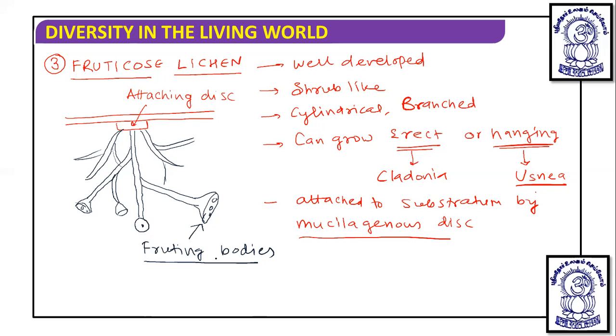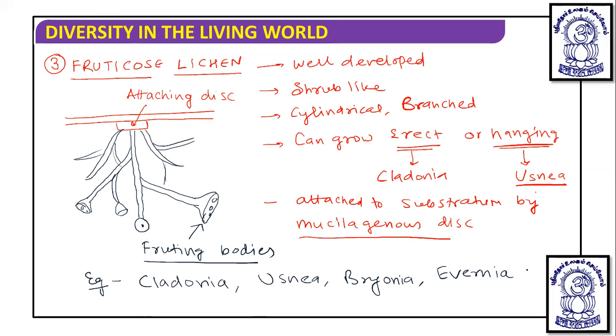So now if we need to identify this fruticose lichen, you can identify it by the disc and by the fruiting bodies. Now, if we want to remember the examples of this fruticose lichen, then we can remember it by the short form CUBE: C for Cladonia, U for Usnea, B for Bryoria, E for Evernia. So these are the particular fruticose lichens.